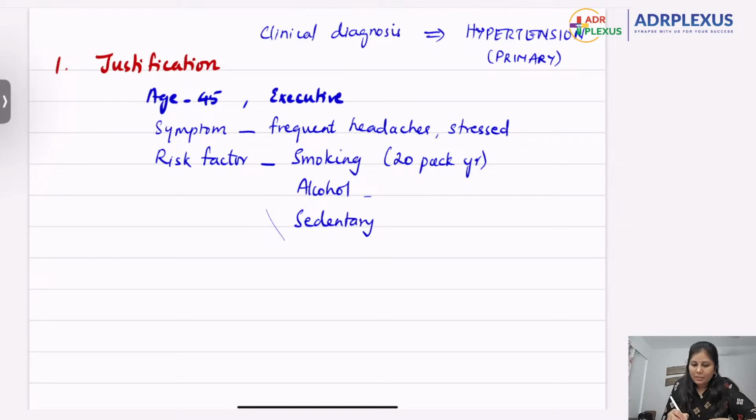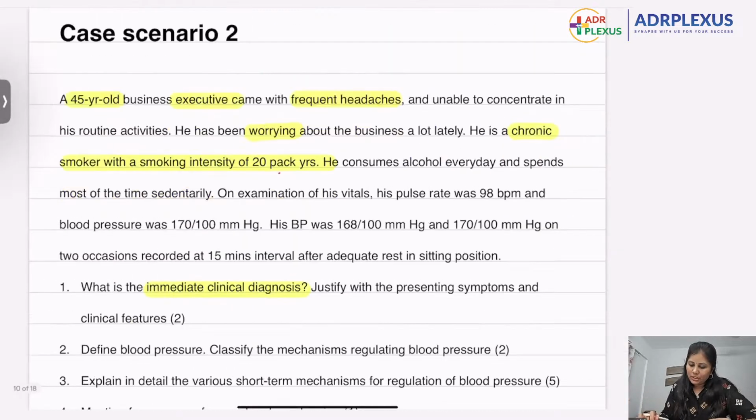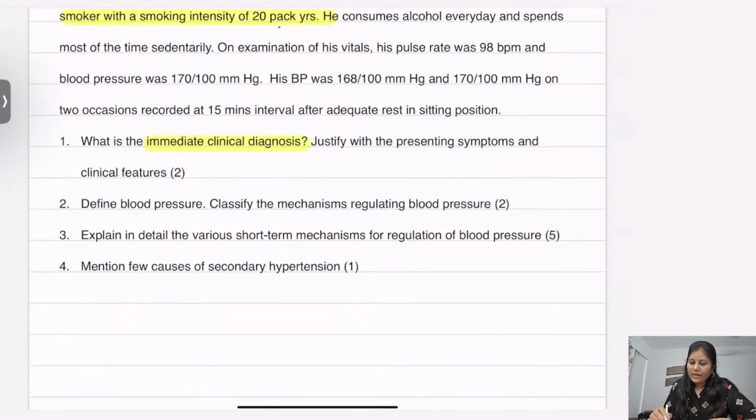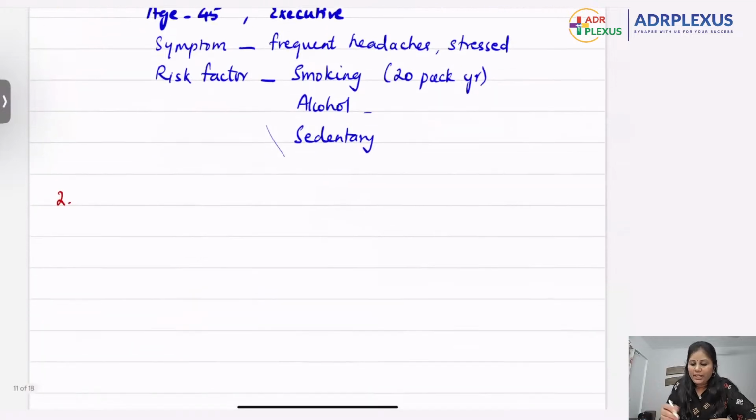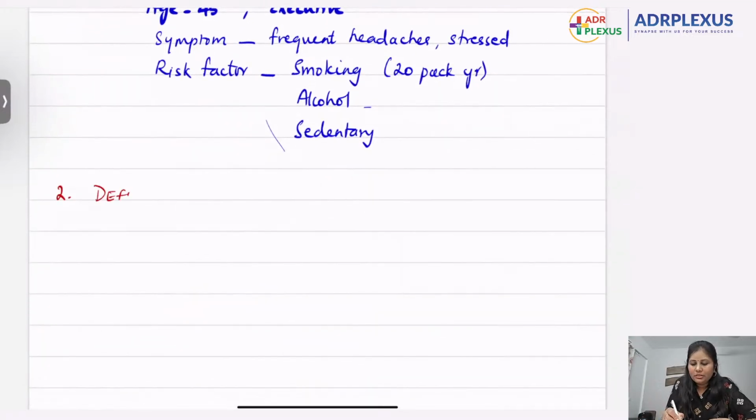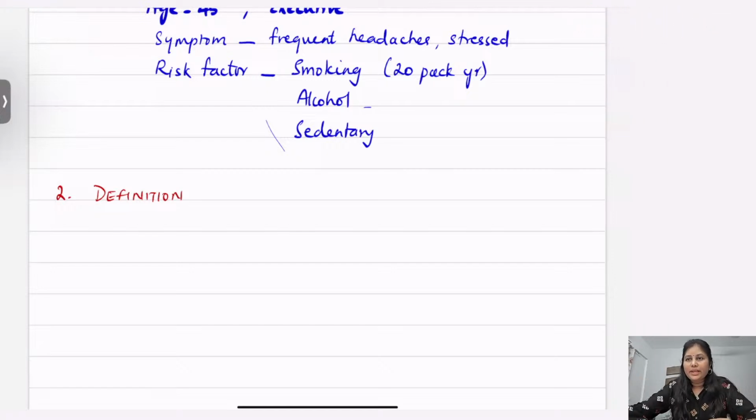Now, what is the second part of the question? Define blood pressure and classify the mechanisms regulating the blood pressure. Can you tell me the definition of blood pressure? For the definition, I want just the two key words. What are the two key words? What is blood pressure?